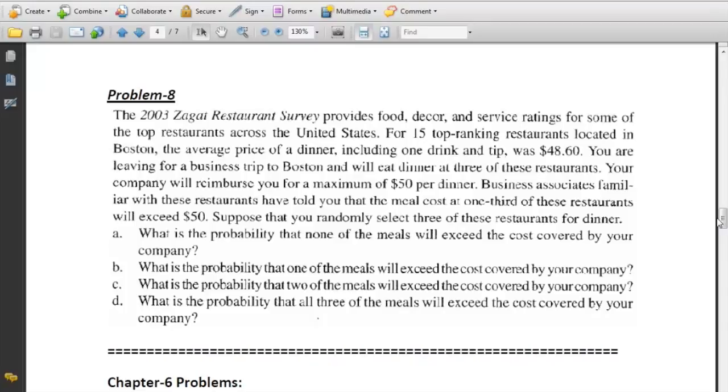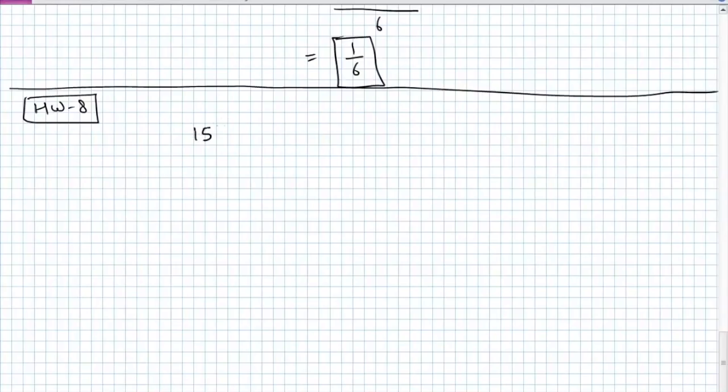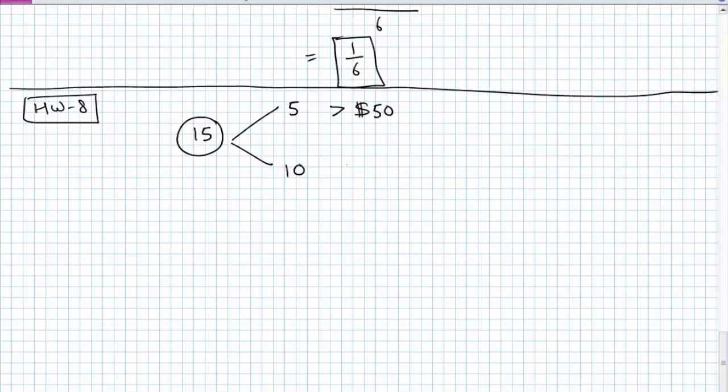There are 15 restaurants in which this person can take dinner. The only thing is, if the price is more than $50, then he will end up paying from his pocket. If it is less than or equal to $50, then the company is going to reimburse. The question is, what is the probability that none of the meals will exceed the cost covered by the company? So 15 restaurants are broken up into 2: 5 restaurants where dinner price is more than $50 and 10 restaurants where it's less than $50.